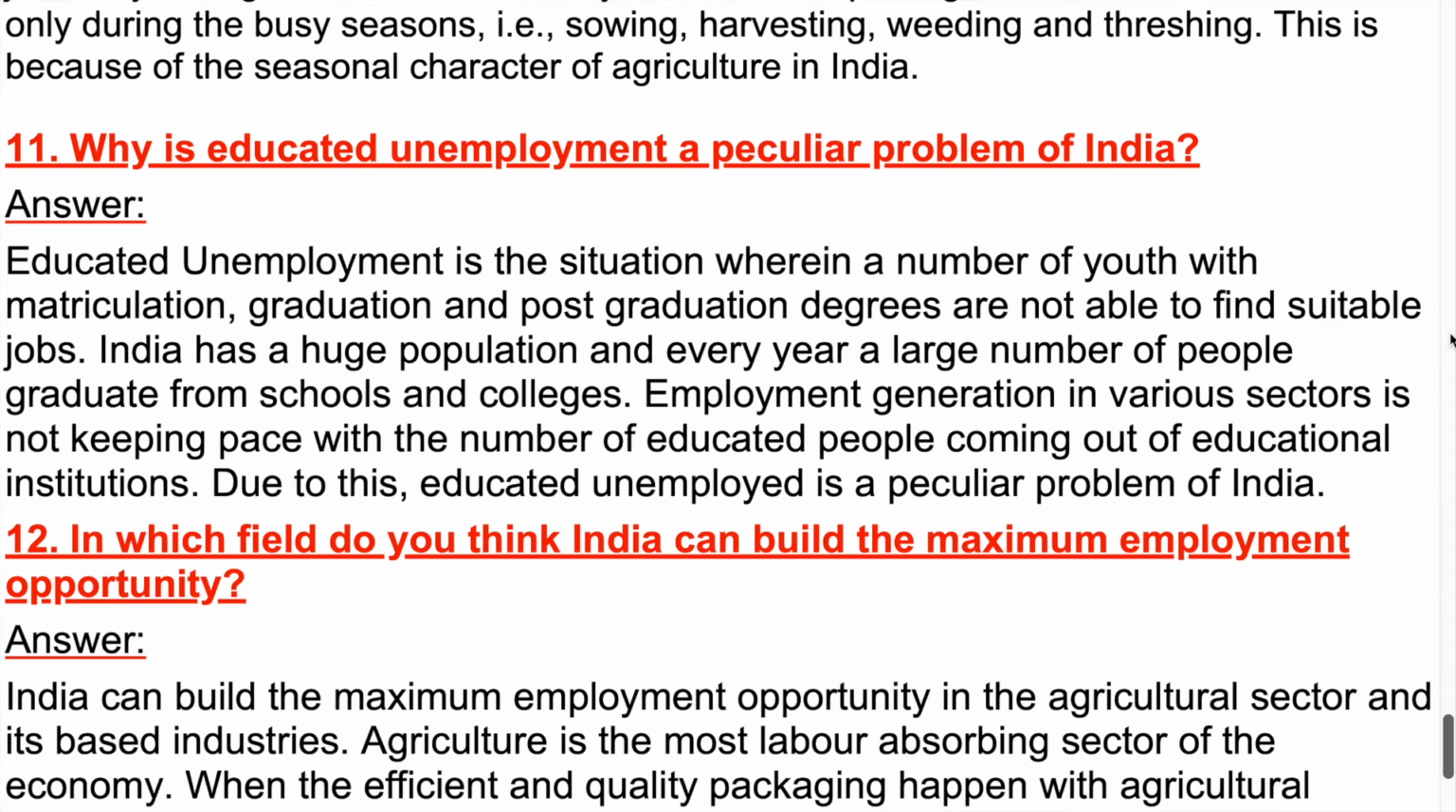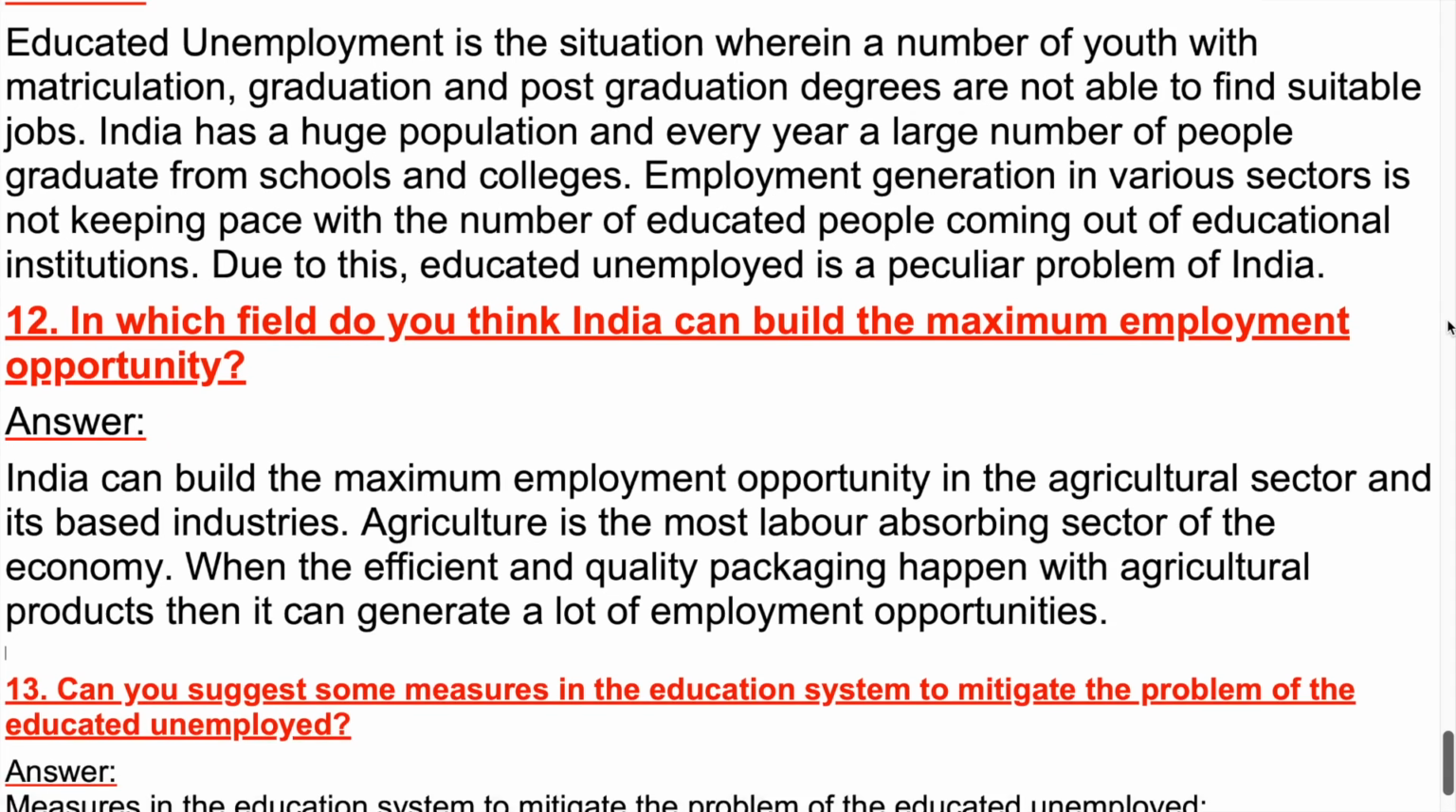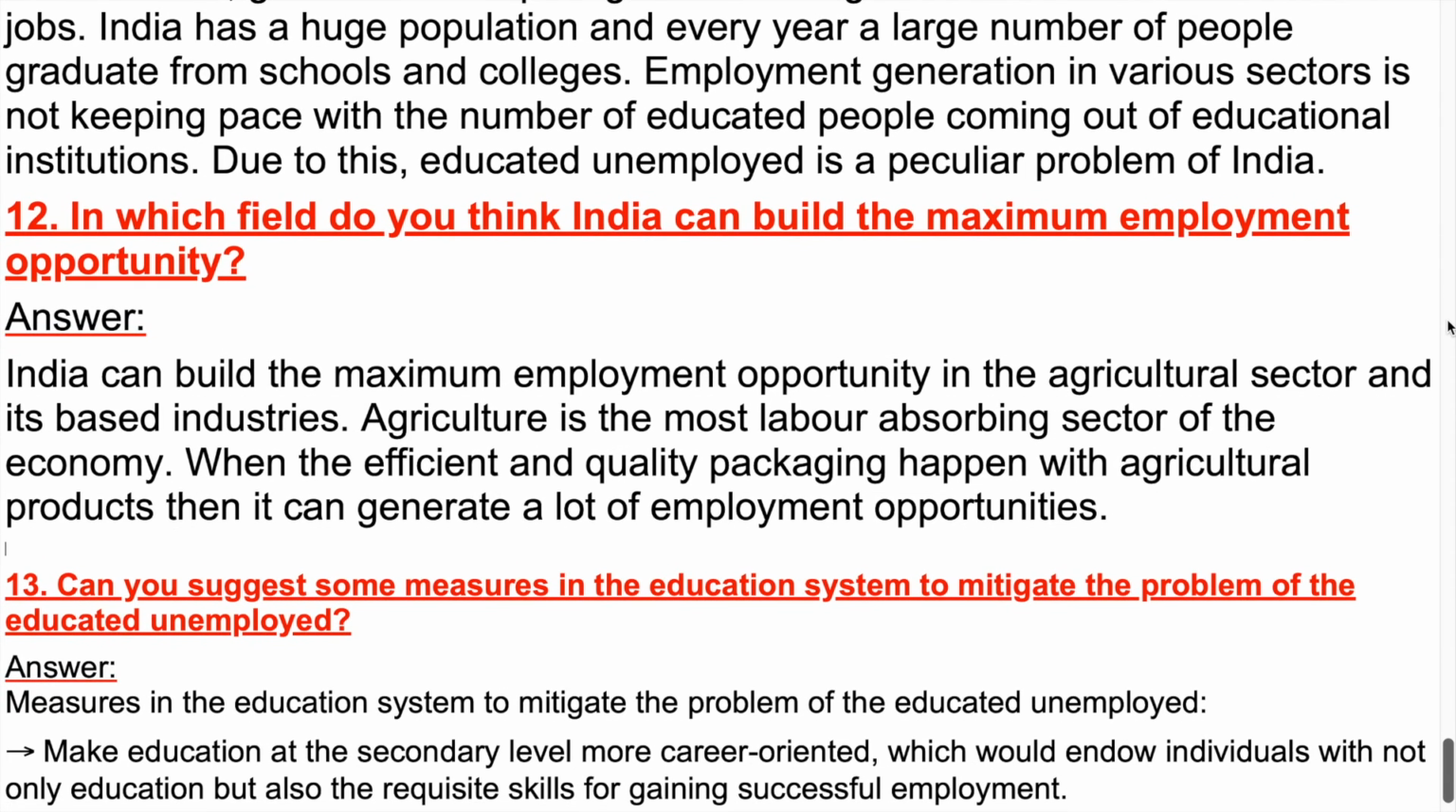12. In which field do you think India can build the maximum employment opportunity? Answer. India can build the maximum employment opportunity in the agricultural sector and its based industries. Agriculture is the most labor-absorbing sector of the economy. When efficient and quality packaging happens with agricultural products, it can generate a lot of employment opportunities.